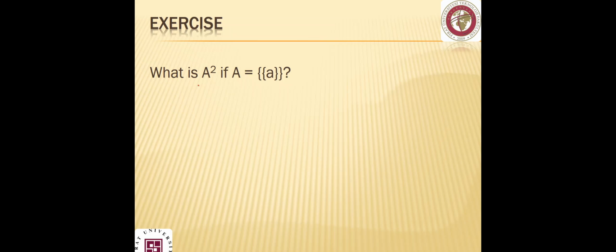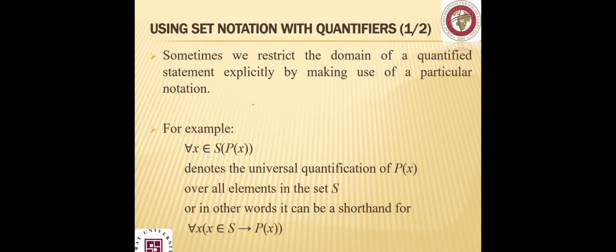How about this? Take this one as an exercise and try to solve it. A squared, that means A times A in this case. Okay. What's the outcome here? What's the Cartesian product of this one? Think about it. Alright, can we use set notation with quantifiers?